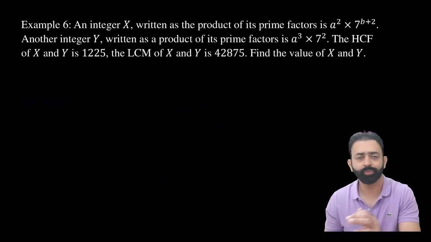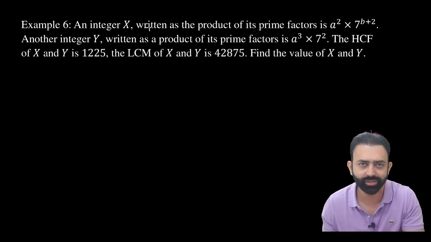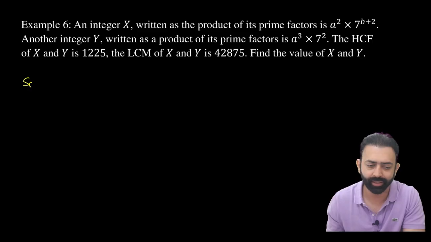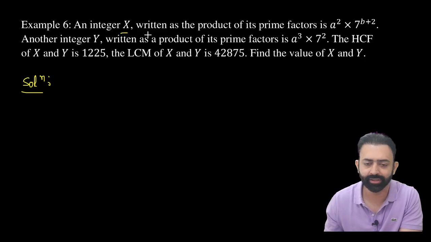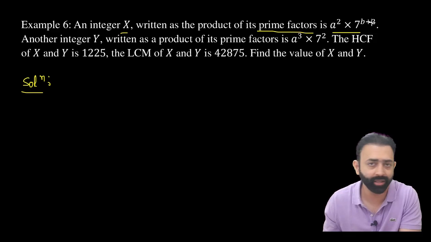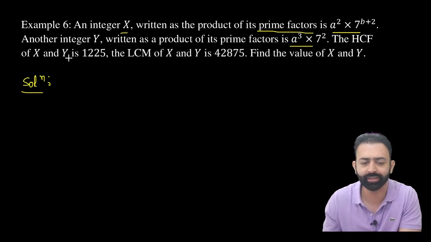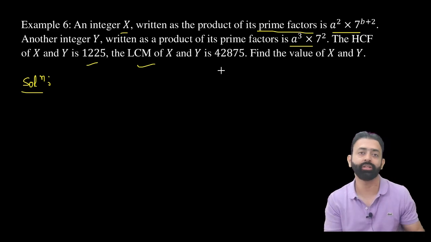I would say that you just pause the video for each question, okay, and do it by yourself. This is again a very good question, again based on the same exponent concept of LCM and HCF. It says that there is an integer x which is written as a product of its prime factors like this, where a and b are unknown. Another integer y is written as a product of its prime factors like this. This time the HCF of x and y is given and LCM is also given.